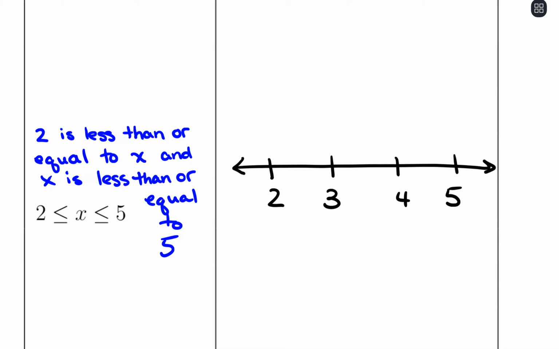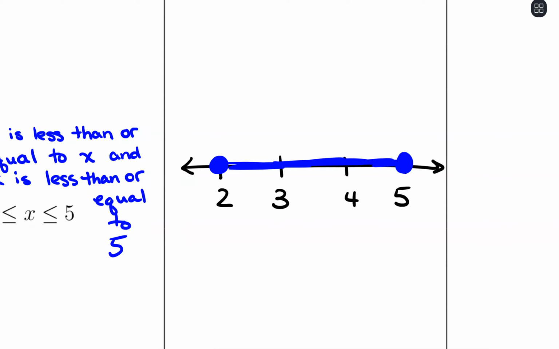So we have the equals with both of these values. So at 2, I'm going to have a solid circle to show we're including 2. At 5, we'll also have a solid circle to show we're including 5. And then x is between those two values. So I'm just going to shade in between so that we can see we have 3, we have 4, and any decimal between 2 and 5 is included.